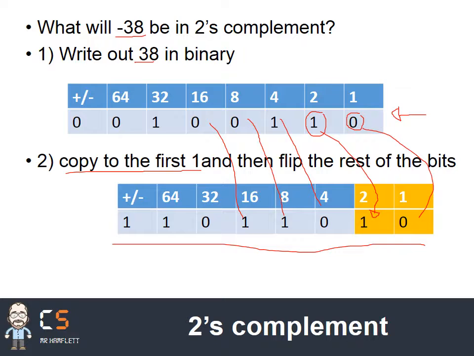And if I did it the other way around, okay, so copy up to the first 1, which will give me 0, 1, then flip the bits, I'm going to get 1, 0, 0, 1, 0, 0, which is exactly the same as that there, and we already know that's 38.